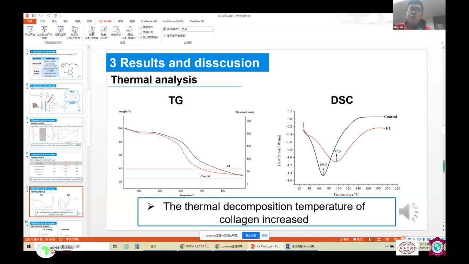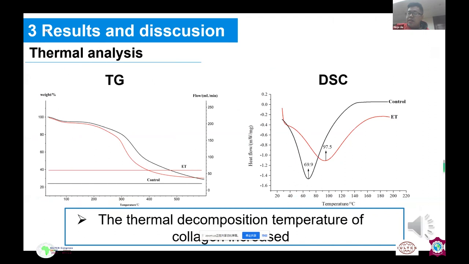The thermal analysis results show that ET tanning could promote the thermal stability of collagen. The introduction of covalent cross-linking and the presence of rigid ring structures in collagen fiber could increase the thermal decomposition temperature of the second stage.